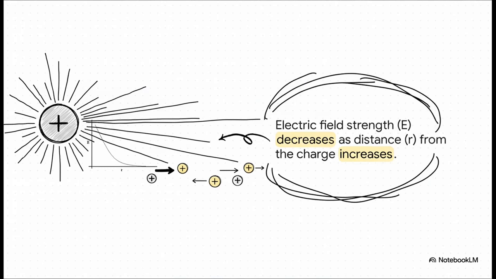And check this out. This graph shows you that steep cliff we were talking about perfectly. See how the field's strength, E, is off the charts when the distance, r, is super small? But as you move away, whoa, it doesn't just dip, it plummets.